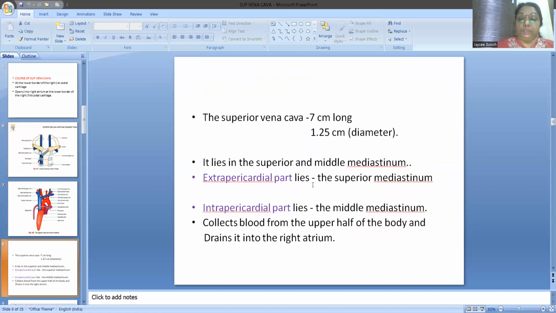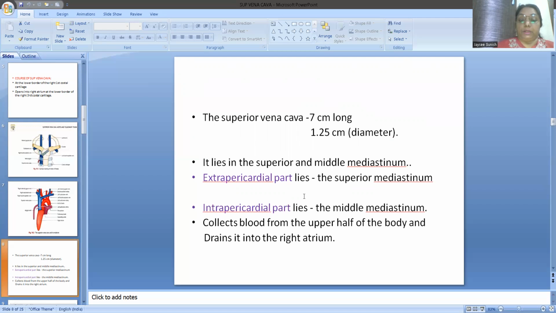Now the external appearance of the superior vena cava. It is 7 centimeters long, and the diameter is 1.25 centimeters. It lies in the superior and middle mediastinum. In the middle mediastinum there is the heart, so it drains into the heart. The last part of the superior vena cava is situated in the middle mediastinum.